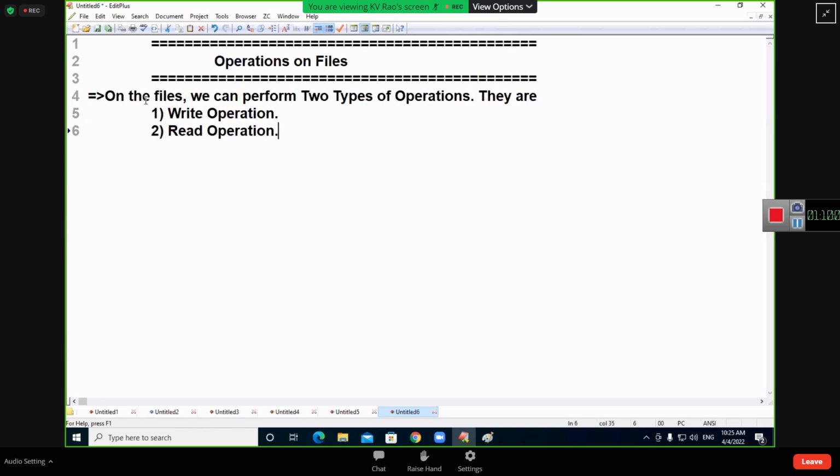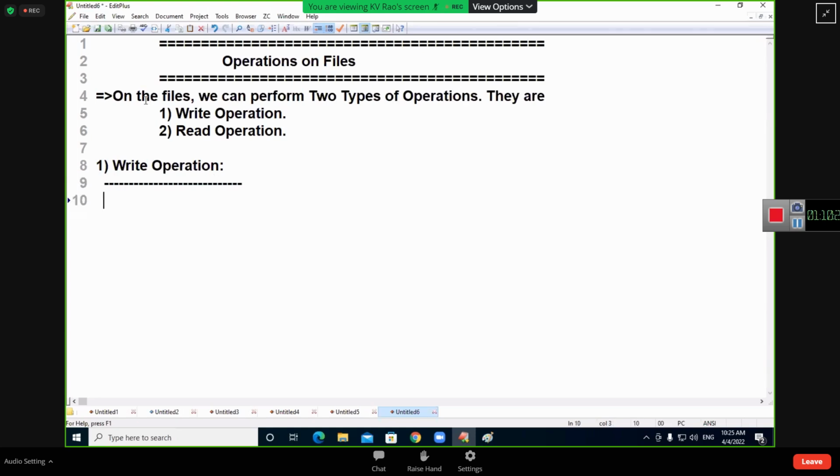What are we doing in the read operation? What are we doing in the write operation? I want to go for it. First one I am going to talk about is the write operation.